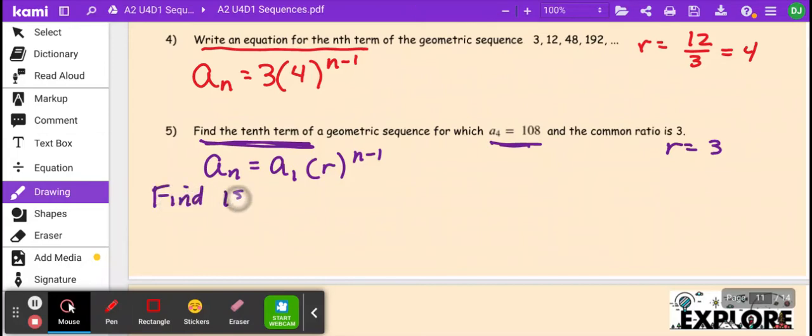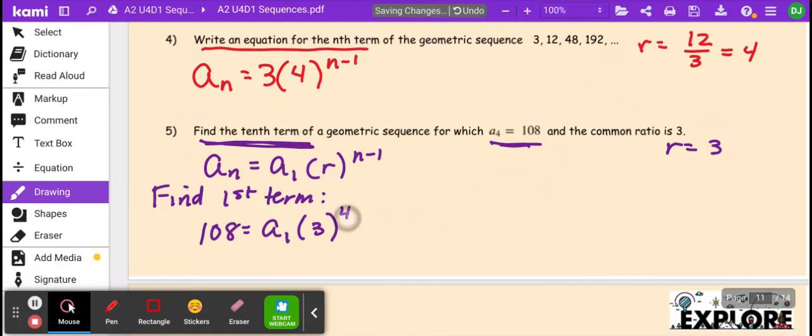So I'm going to find the first term, right? And that's easy because I have the 4th term. I have 108. I don't have the first term, but I have my common ratio. And then remember my n, right, is 4 minus 1, which, as I said, I would just make life easier and go, well, that's 3. Okay? And hopefully by now, y'all know what 3 cubed is. But if you didn't, right, you could put that in your calculator. We're going to divide both sides by 27 because that's good algebra 1. And we're going to find out that our first term is 4.